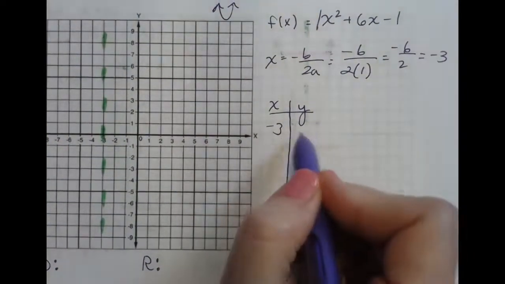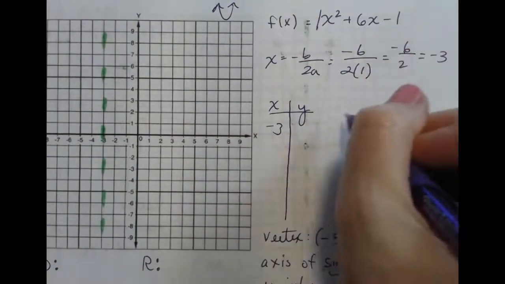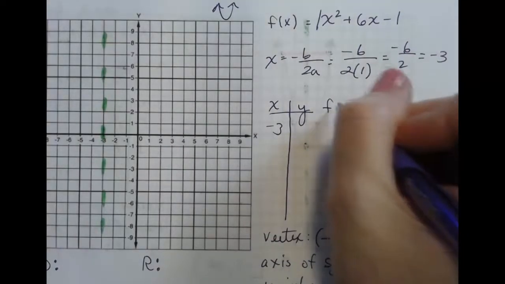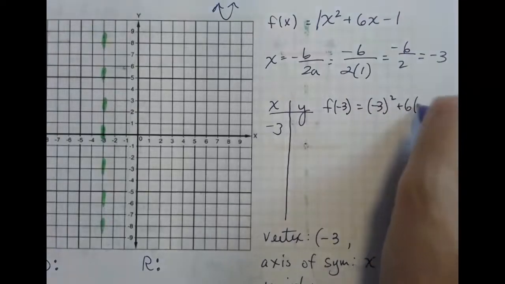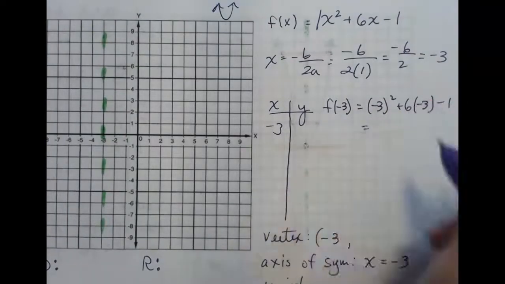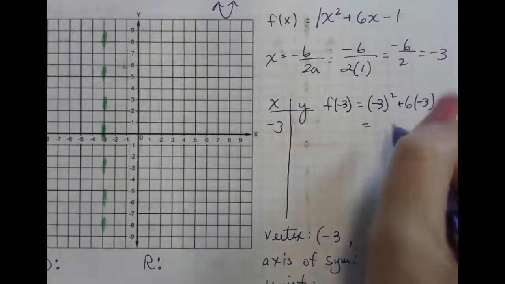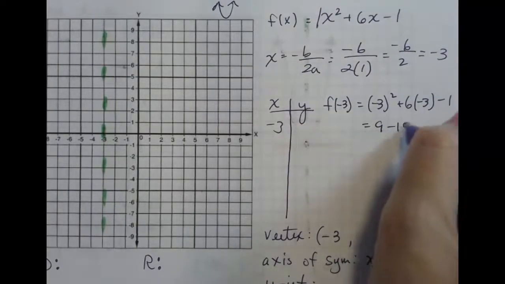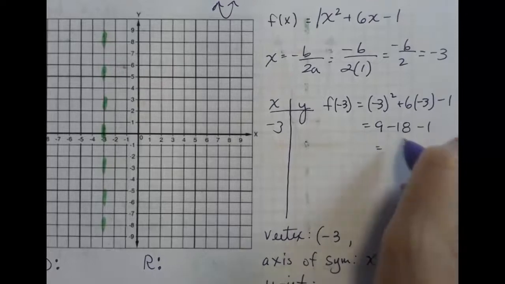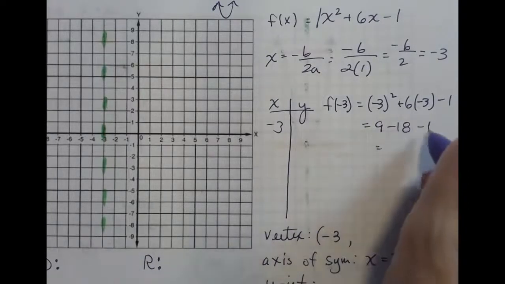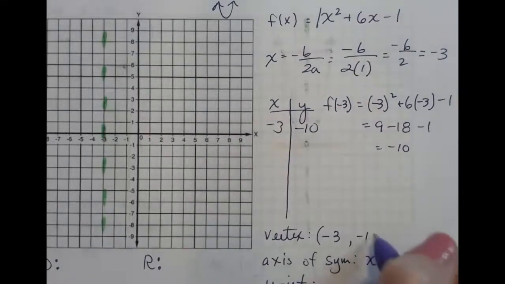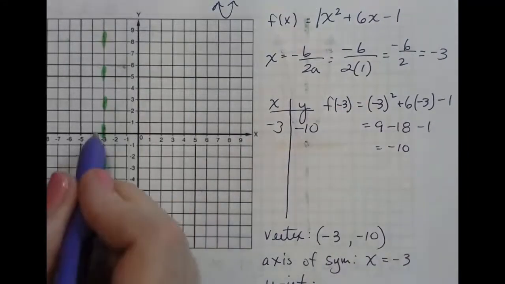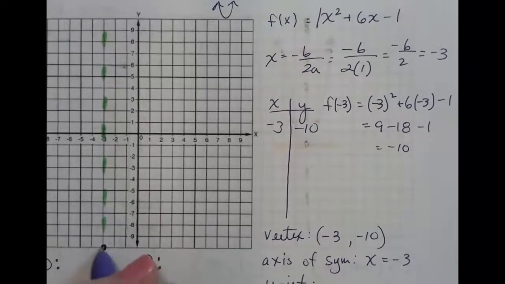So let's find the y-coordinate of our vertex by plugging in the -3. So f of -3 equals (-3) squared plus 6 times -3 minus 1. So -3 squared is 9, 6 times -3 is -18, minus the 1. That is -9 minus 1, that is -10. -3, -10, that's the coordinates of our vertex. Back 3, all the way down to the bottom at -10.